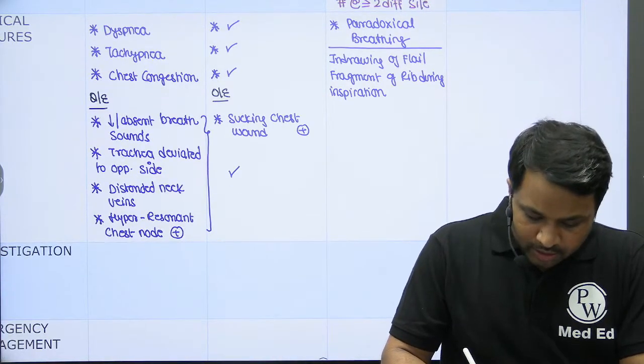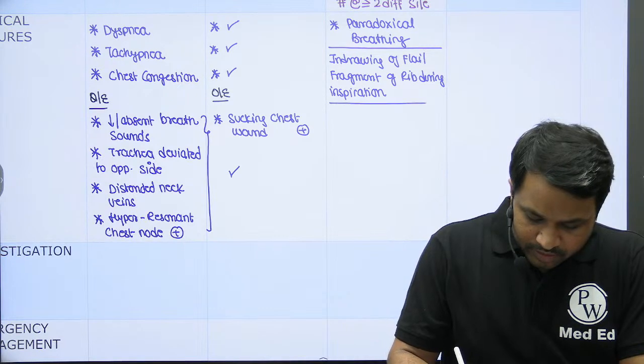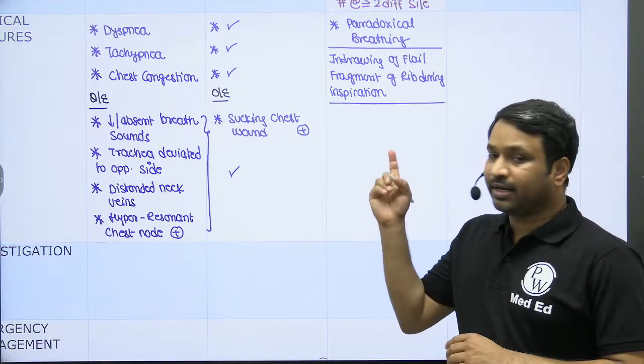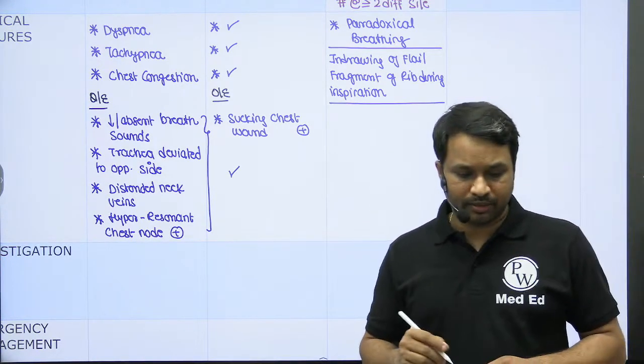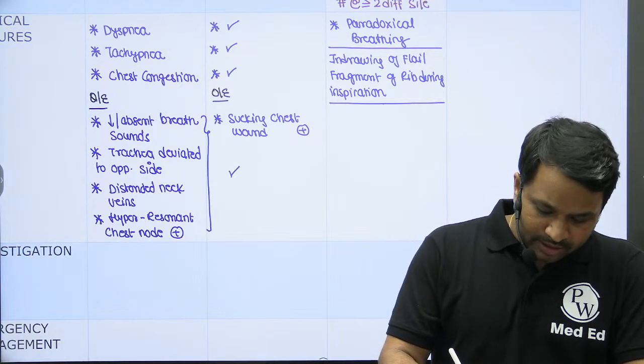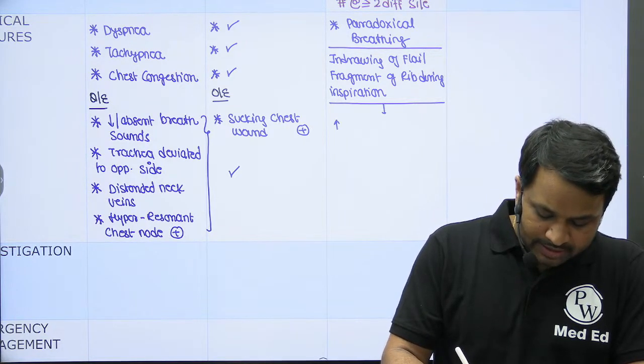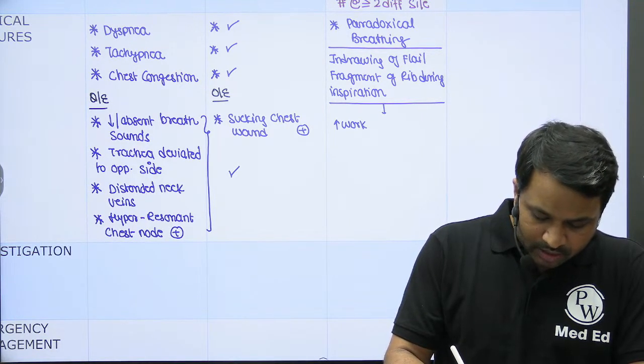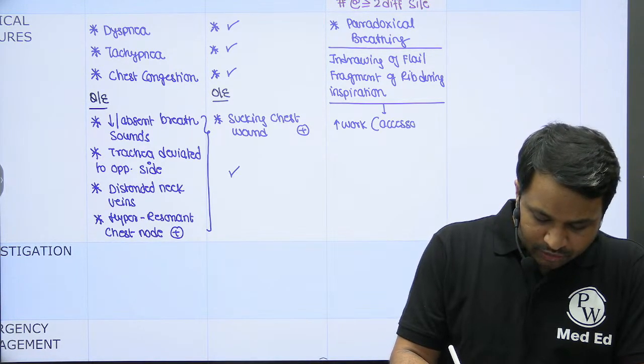This indrawing of the flail fragment of the ribs during inspiration will create a paradoxical breathing, right? Now, because of paradoxical breathing, what is going to happen? There will be increased work for breathing. Now, this increased work is usage of accessory muscles of breathing.